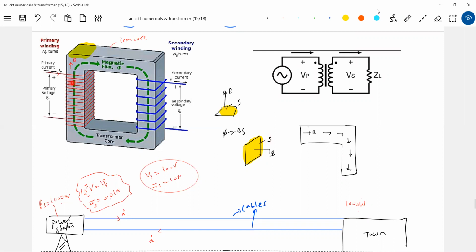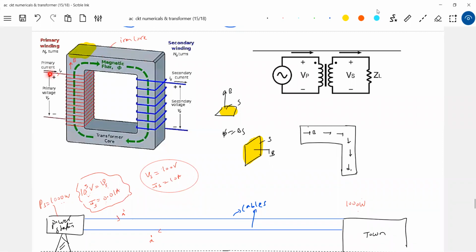So the flux that is generated here will be transmitted, and the same flux is made to link here. Able to understand now? Like this, the core is so adjusted that whatever flux is generated in this coil, the same amount of flux is made to link the other coil.